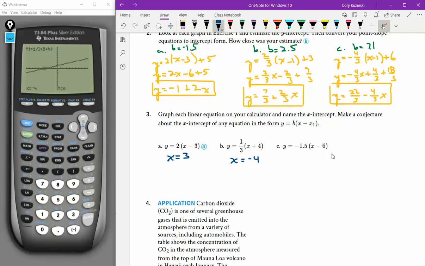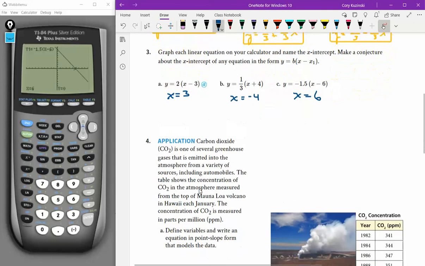And do you know what this last one's going to be? Hopefully you do. Negative 1.5 times x minus 6. And the x-intercept is going to be positive 6. Yep. So I guess my conjecture would be that the x-intercept of any equation in this form is always going to be equal to x1.